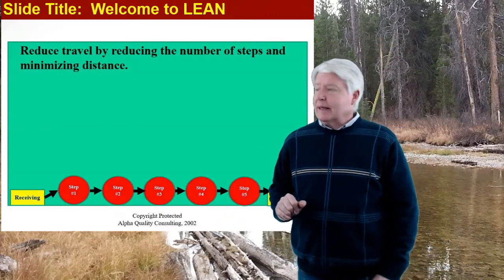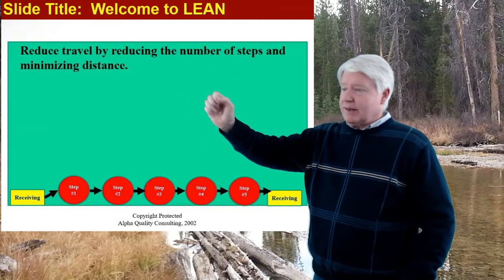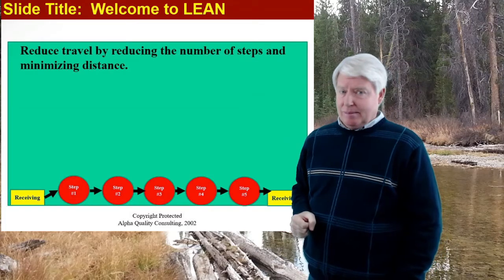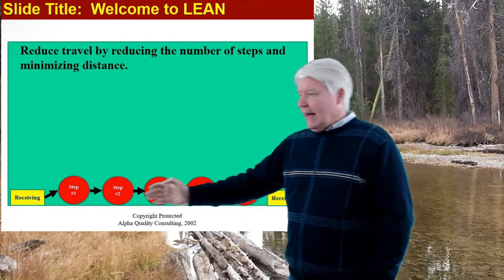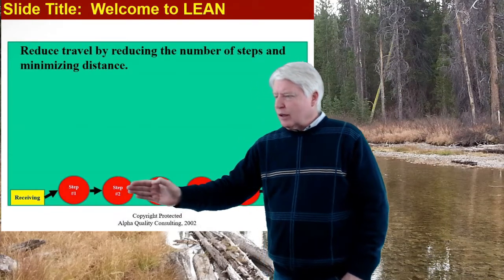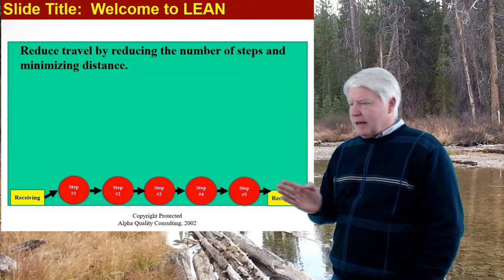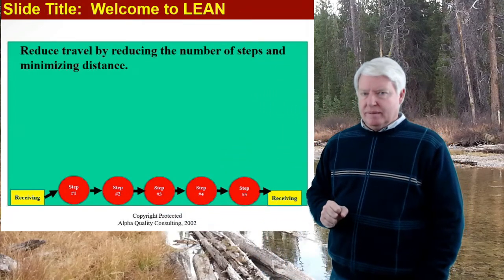Now, we're back to the PowerPoint here. Reduce travel by reducing the number of steps and minimizing. You can also combine steps is another way to help increase velocity. But now there's a lot less travel, and if you keep continuous flow and increased flow over time and robust flow, man, you're going to have this wonderful operation.